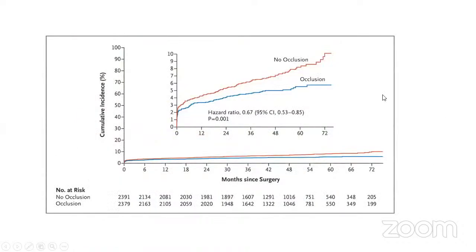This Kaplan-Meier curve also shows what we talked about, is that during the entire follow-up period, the risk of developing thromboembolism in the occlusion group is 4.8% versus 7% in the no occlusion. So we can say that occlusion of the left atrial appendage reduces the risk of developing ischemic stroke by 33%. Which is statistically significant.